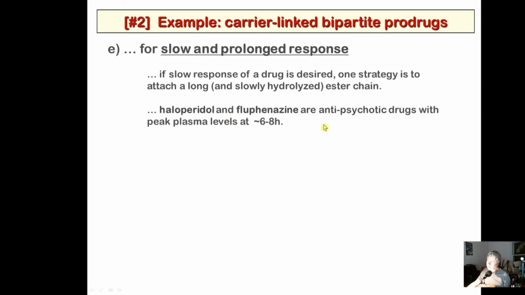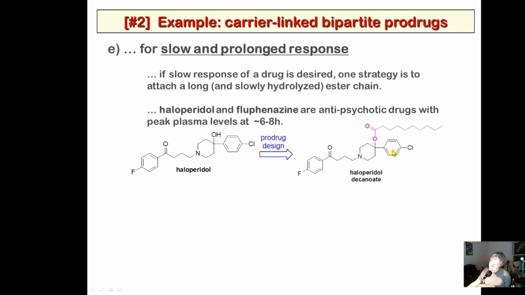These are antipsychotic drugs used in psychiatric treatment, haloperidol and fluphenazine. They peak in plasma level at 6 to 8 hours, and then they get degraded and metabolized away. So the drugs look like this, haloperidol. I'll show the other one in a second. The prodrug strategy is simply to attach a big long ester, a decanoate group. I think it should be 10 carbons. 1, 2, 3, 4, 5, 6, 7, 8, 9, 10. Yeah, decanoate. So it's a 10 carbon chain ester.